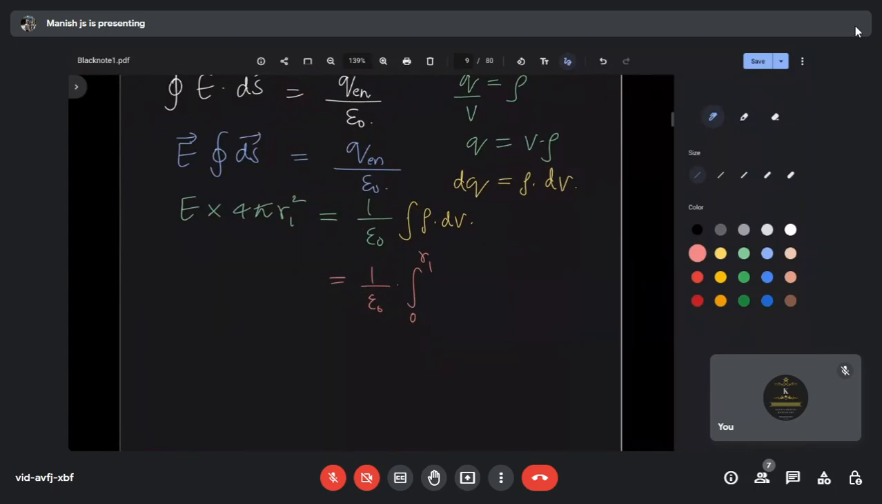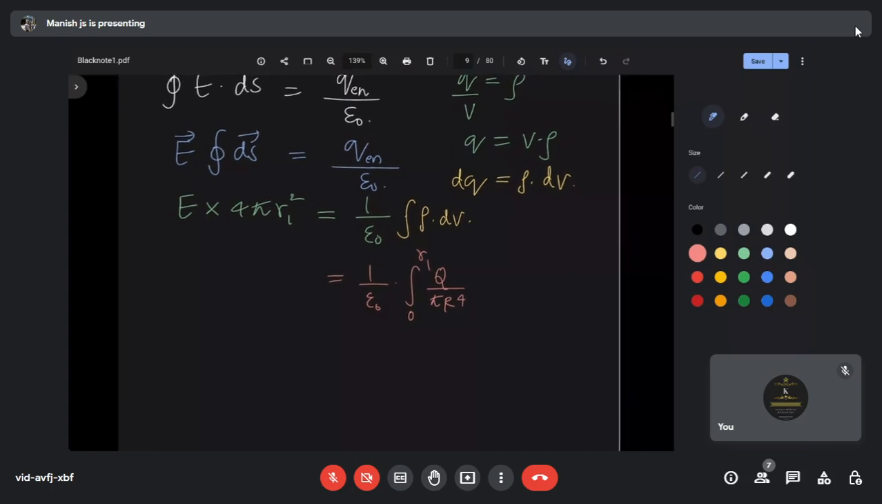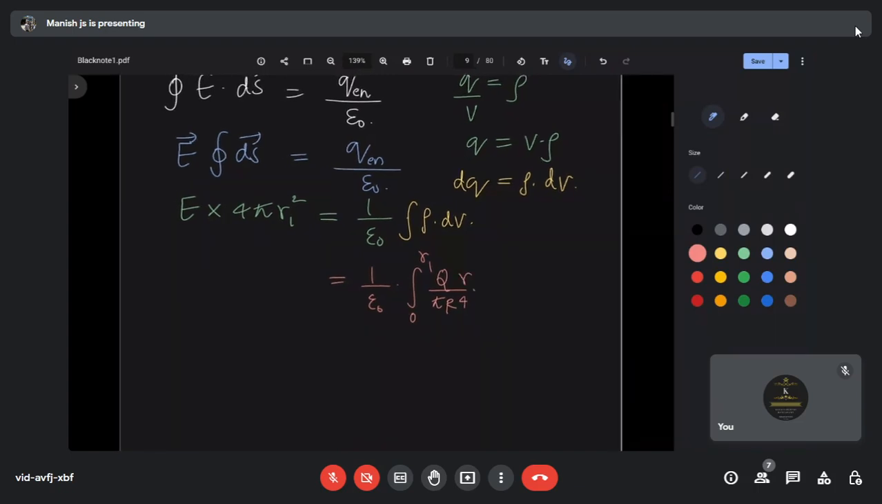So you will get q upon pi r power 4. Okay. So I'm substituting that times it's a function of the radius, so r, into the total surface. The total surface is 4 pi r square, then at the surface area.